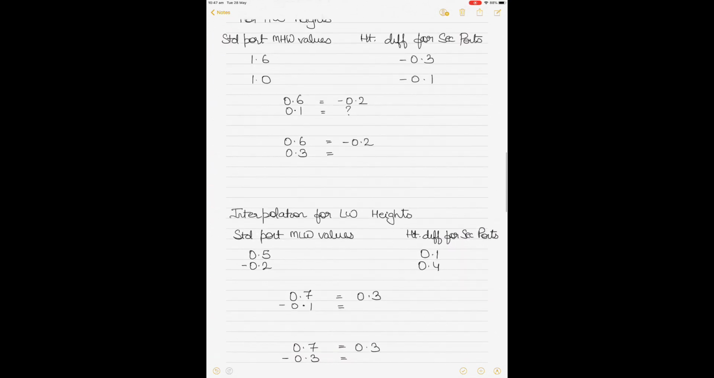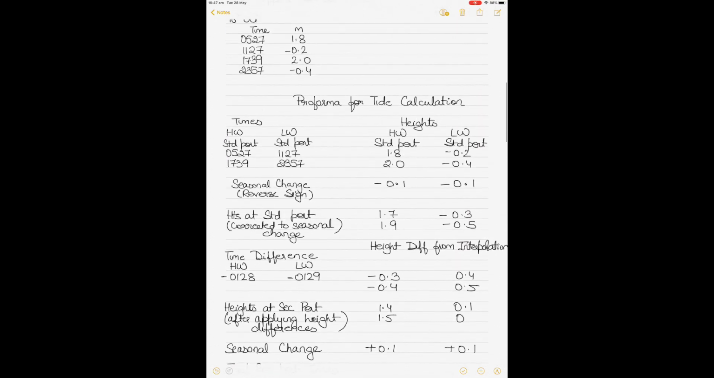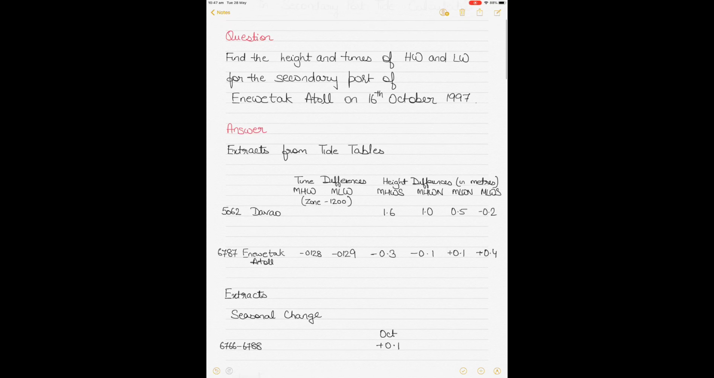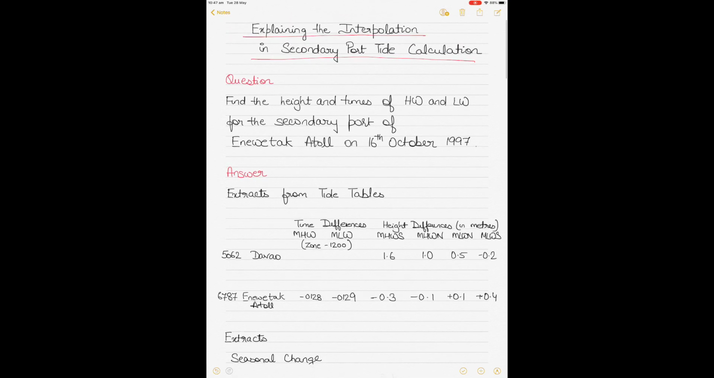Alright, so you can watch the previous video as well, as I'll give you the link to that video, but I'll show you the calculations from the beginning so that you guys can understand how I went about solving this question. So this video will explain the interpolation in the second report tide calculation. Alright, but I will show you the whole calculation anyway.